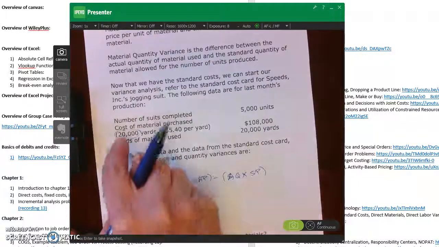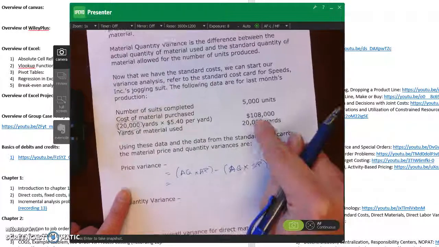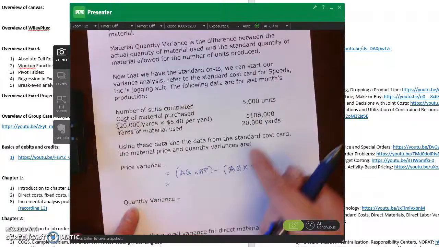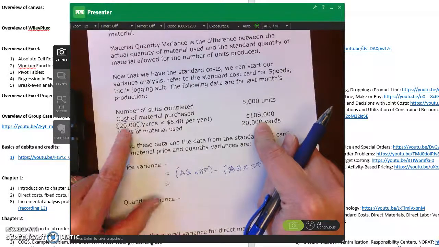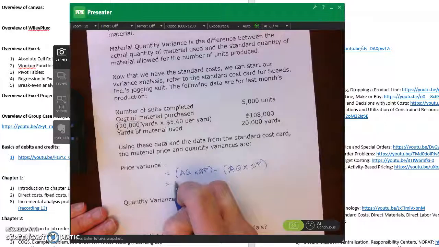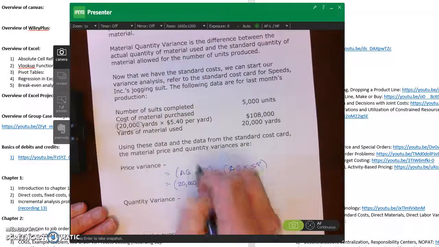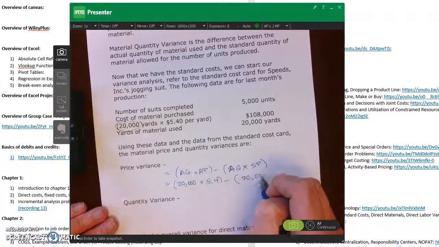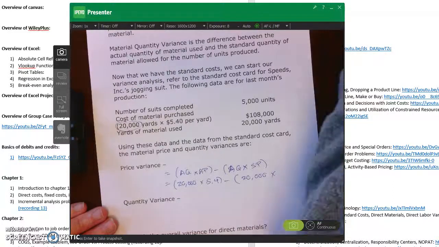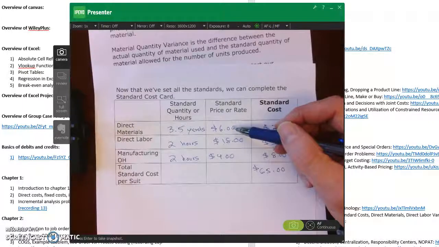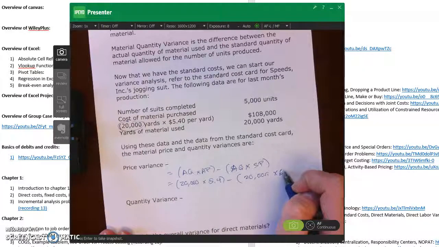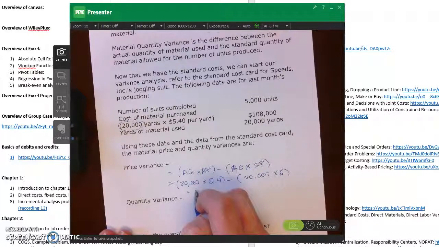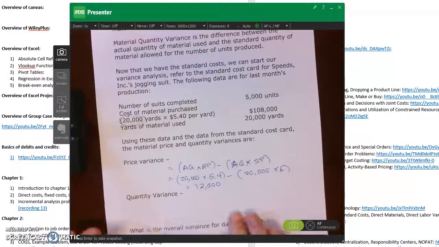So in the case of the price variance, this would be 30,000 for AQ, but in terms of the materials quantity variance, this would be 20,000, not the 30,000. Okay? So we come over here, we go our 20,000 times $5.40 per yard minus the 20,000 that we actually purchased times the standard price. Now I'm going to look back at our standard cost card, and I see that my standard price per hour of labor is $6. So that's times the 6. Okay? So when you do the math, what you get is 12,000. And again, we're going to show the absolute value, 12,000.